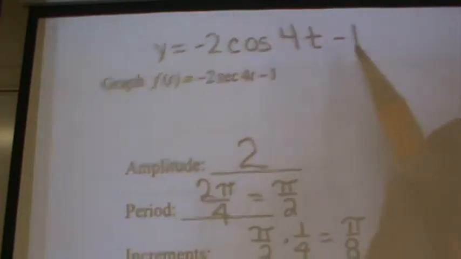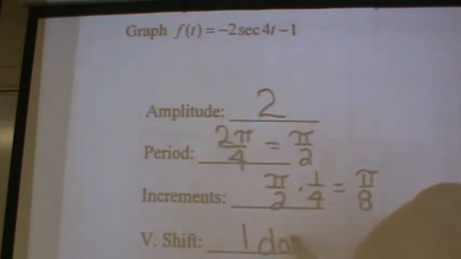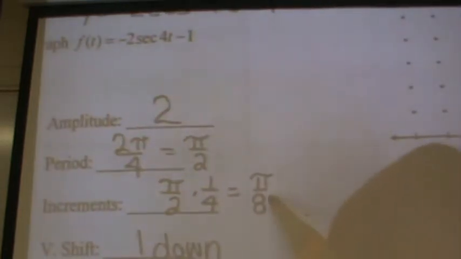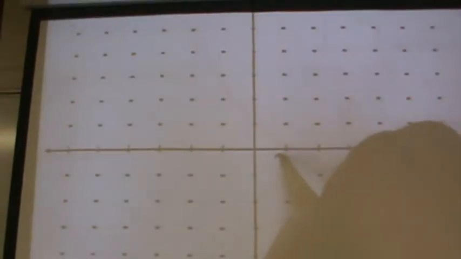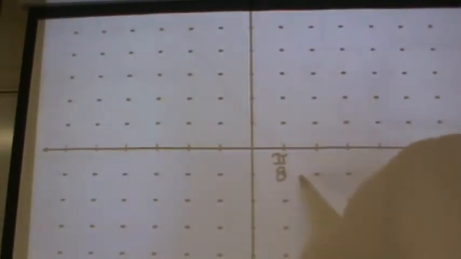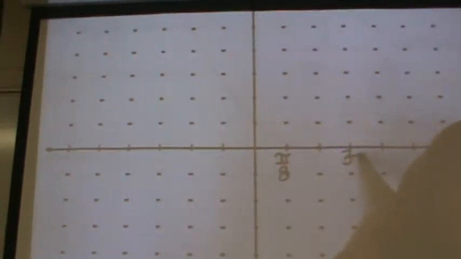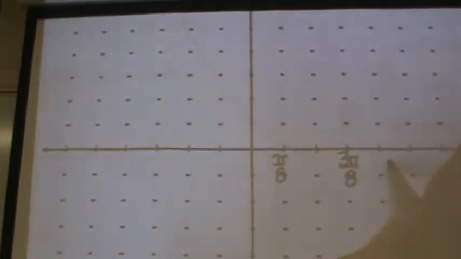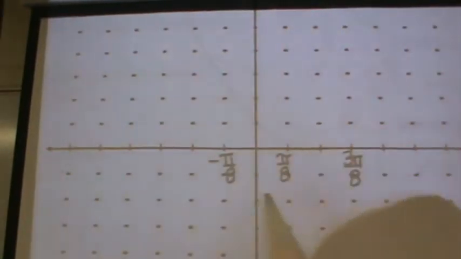And this is going to be a shift 1 unit down. So we're going to count by pi over 8s again. So you have 1 pi over 8, 2 pi over 8, 3 pi over 8, and then 4 pi over 8. Negative 1 pi over 8, negative 2 pi over 8, negative 3 pi over 8, and then negative 4 pi over 8.